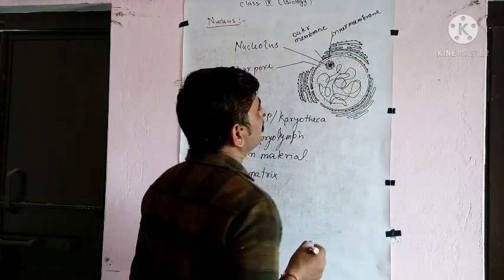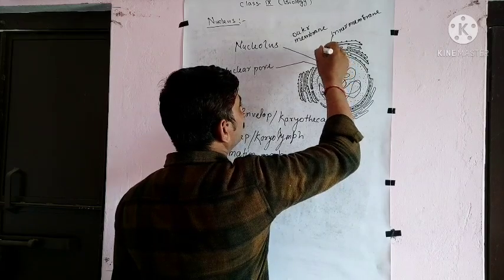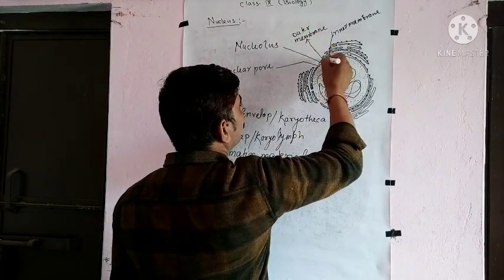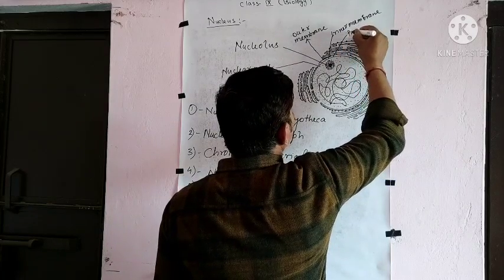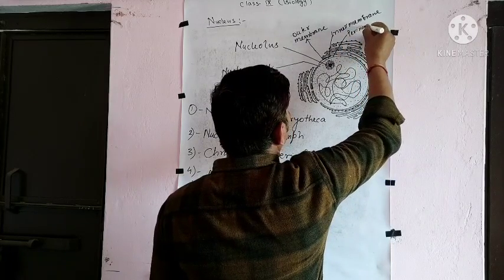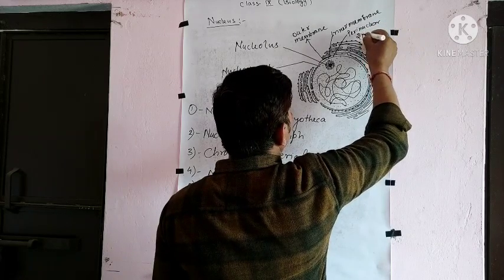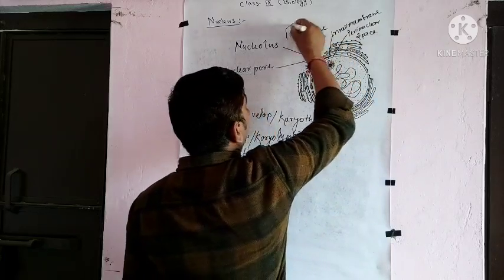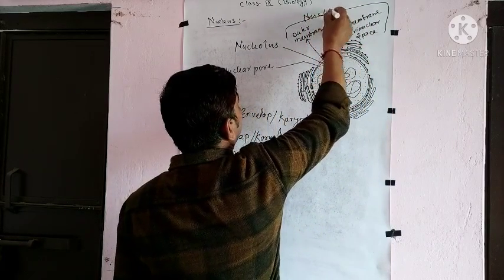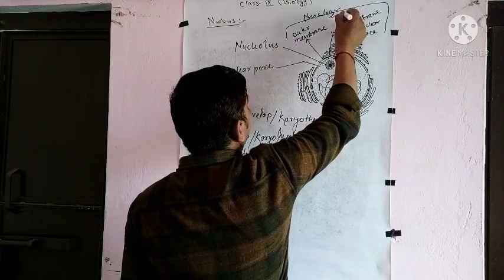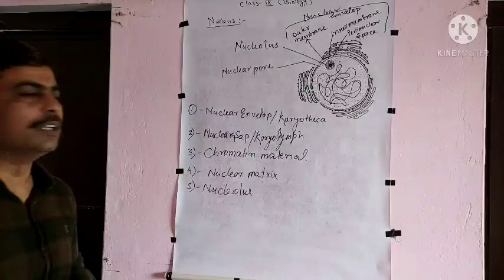And in between there is the fluid filled space, and this is called the perinuclear space. All three of these make the nuclear envelope.